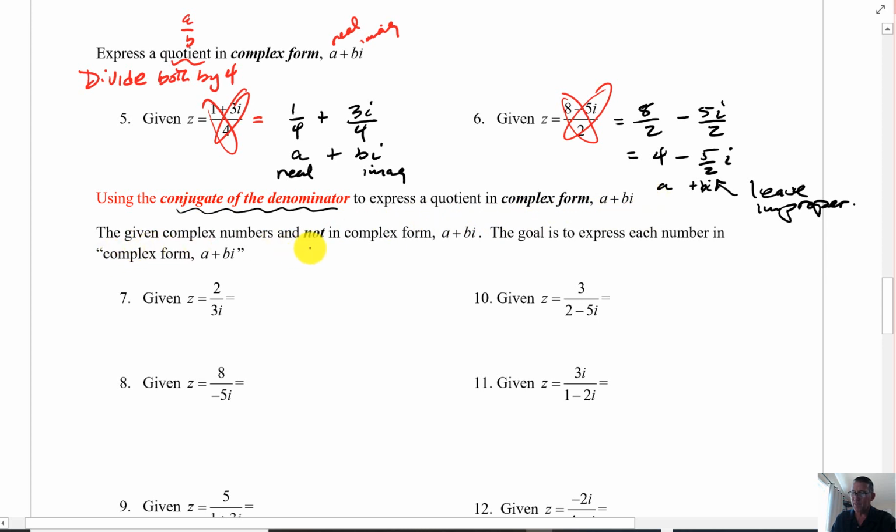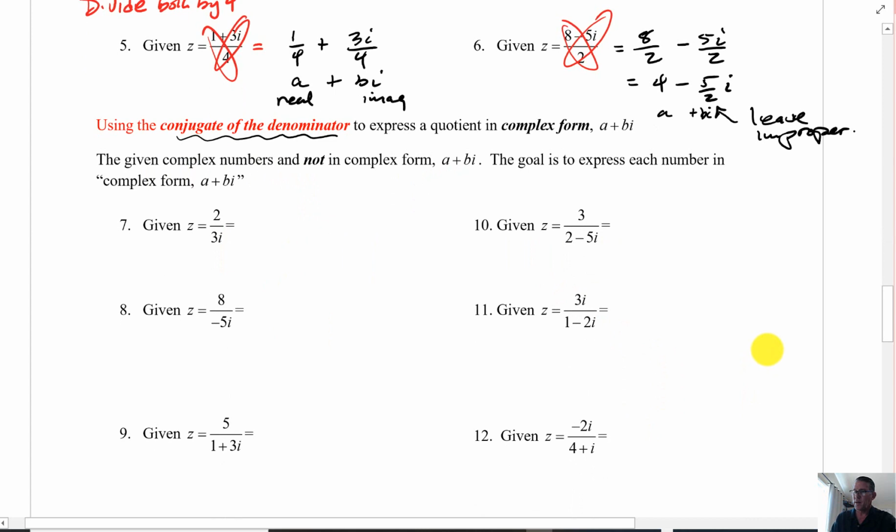All right, so the given complex numbers are not in complex form, all of these examples right here. The goal is to express each number in complex form, because right now they're not. It's not something real plus imaginary. This is a quotient, not a sum. Remember, the complex form is a plus bi, and these fractions are not in that form. So the question is, how do you do that?